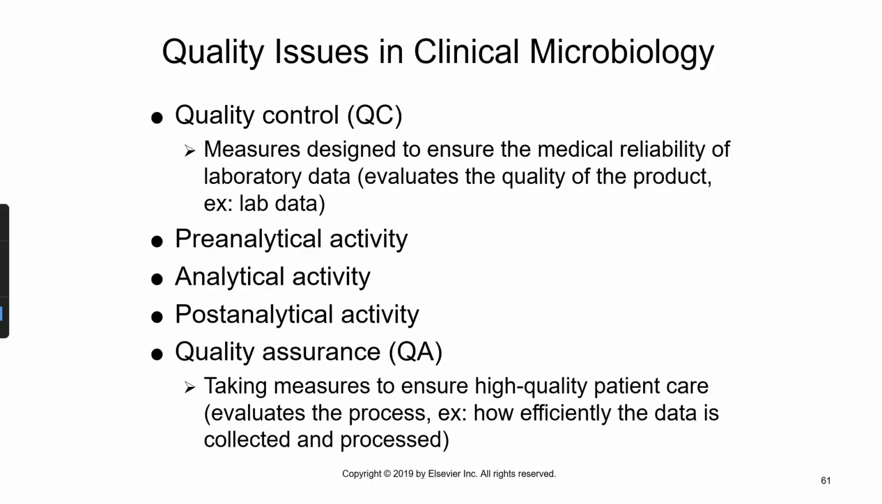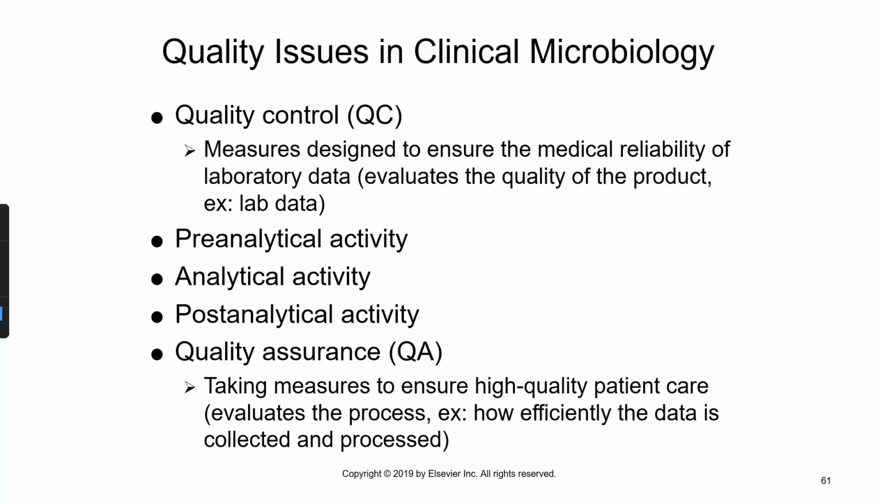Quality assurance is taking measures to ensure high-quality patient care. This evaluates the process, in other words, how efficiently the data is collected and processed. It doesn't focus too much on the detailed aspects of whether the kit is expired or functional. This is more big picture. How many steps did it take for the courier to deliver the specimen to the bench where it's going to be processed?